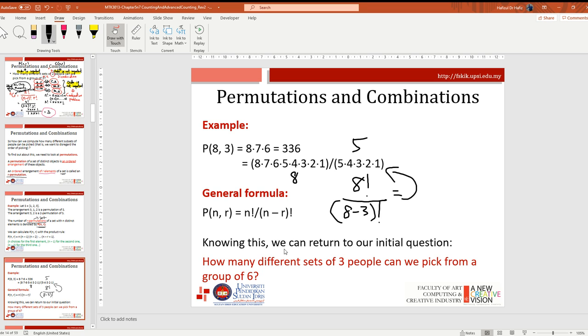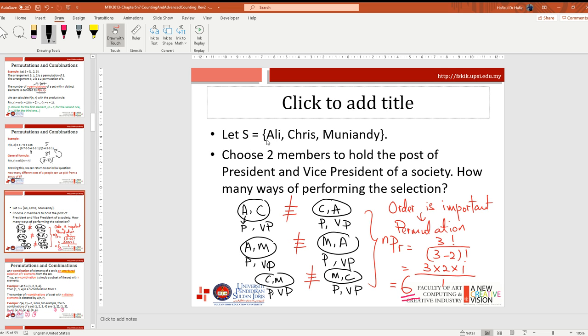So, knowing this, we can return to our initial question: how many different sets of 3 people can we pick from a group of 6? Let S be Ali, Chris, and Munandi. Choose 2 members to hold the posts of president and vice president of the society. How many ways of performing this selection? Ali, Chris. You can have both. But order is important for permutation. So Ali then Chris is not the same as Chris and Ali. Here also Ali and Munandi, Munandi and Ali. You can have either president or vice president.